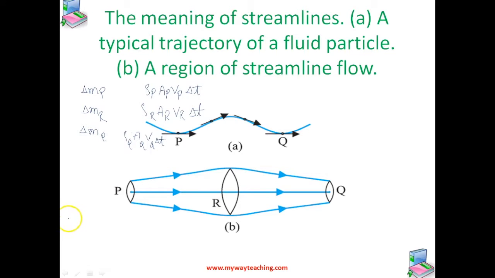So we can say delta P AP VP delta T is equal to delta R AR VR delta T is equal to delta Q AQ VQ delta T. So for the flow of incompressible fluids, we can write delta P is equal to delta R is equal to delta Q, isn't it?